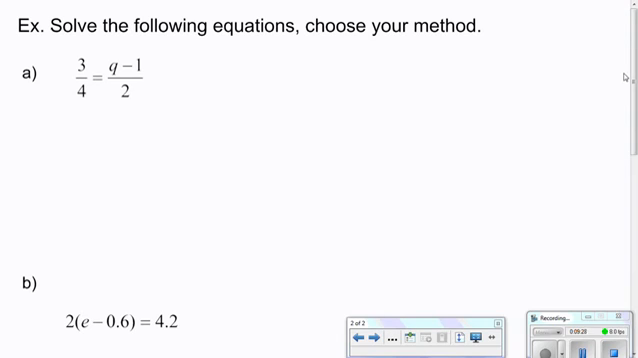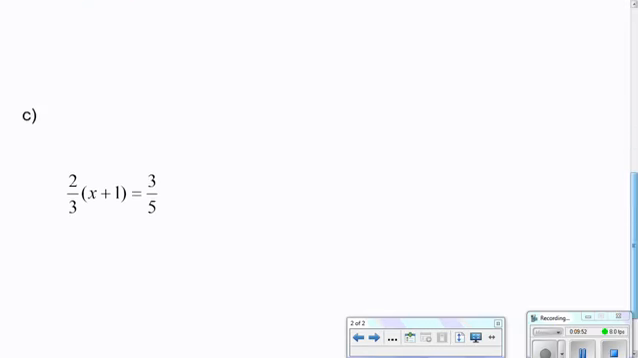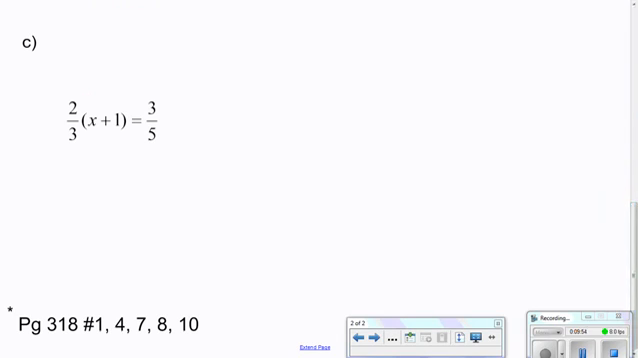For letter A, your solution should be q equals 2.5, or 5 over 2 if you keep it in fraction form. For letter B, you should get e equals 2.7. And for letter C, you should get x equals negative 1/10, or negative 0.1. Okay, so those are your solutions.